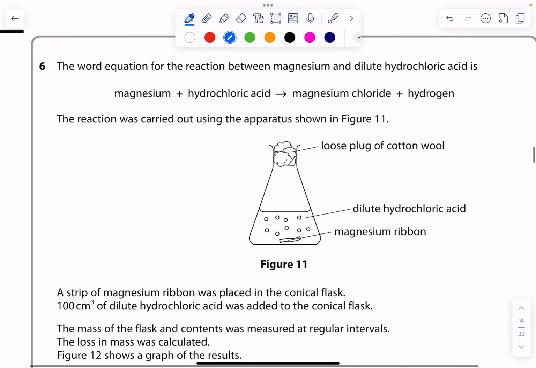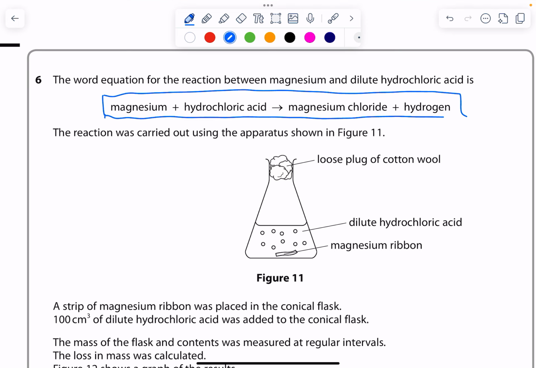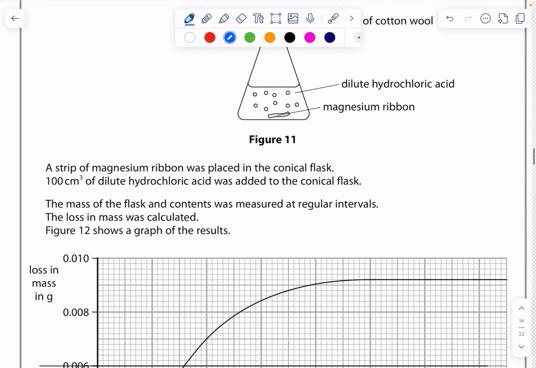Okay, in this question, again, you've got a lot of information to take in. This is the reaction that we are carrying out, and what you can see is hydrogen gas is being produced. Take your time looking through the information.